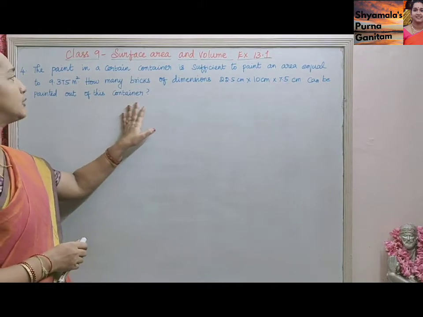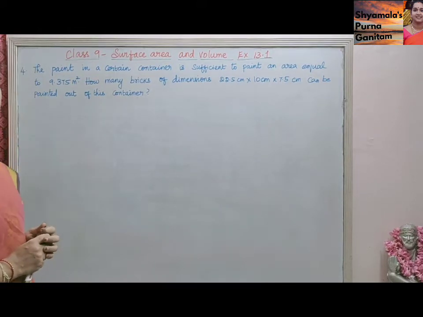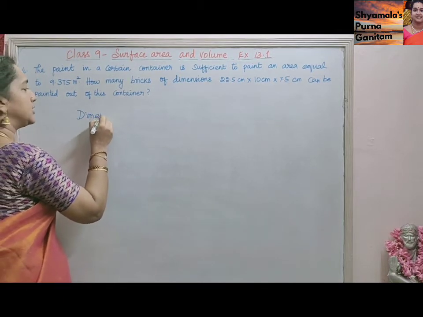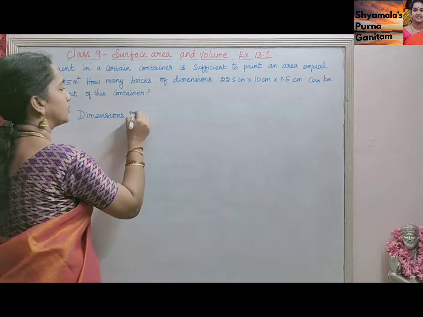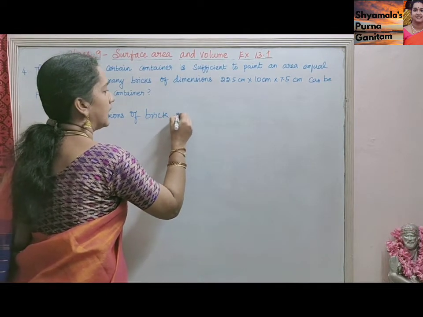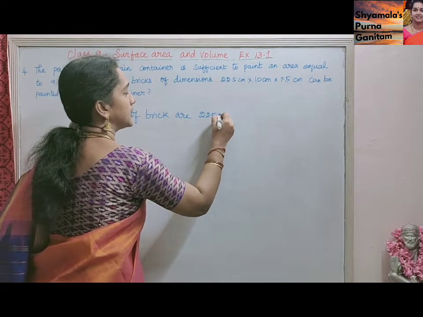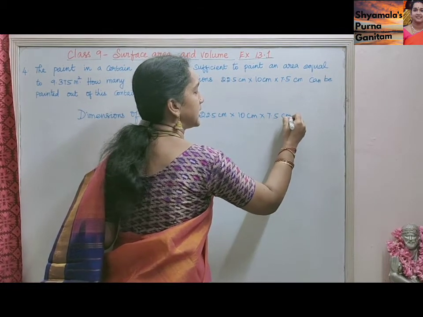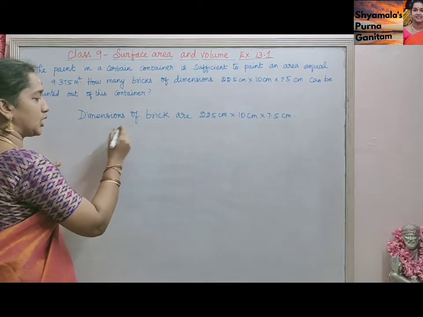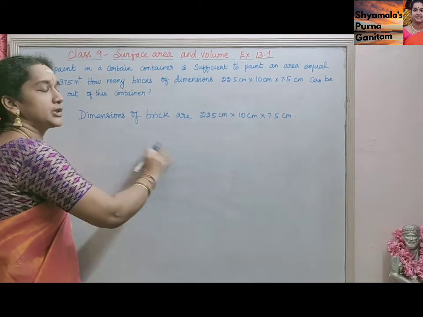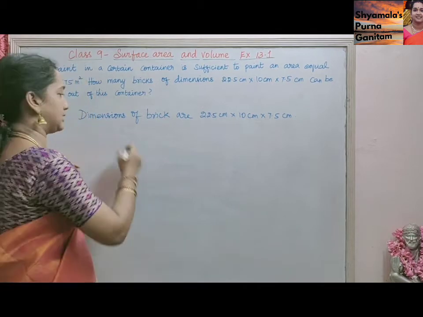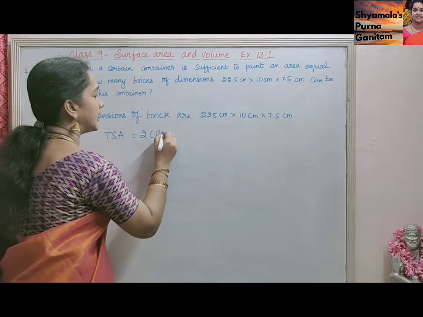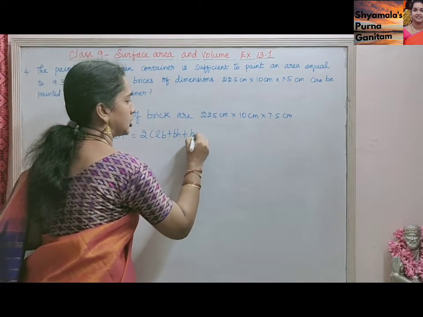So first we will find the total surface area of the brick. The dimensions of the brick are 22.5 centimeter into 10 centimeter into 7.5 centimeter. So the total surface area of this brick, this is in the shape of a cuboid. So the TSA of cuboid is 2 into LB plus BH plus HL.